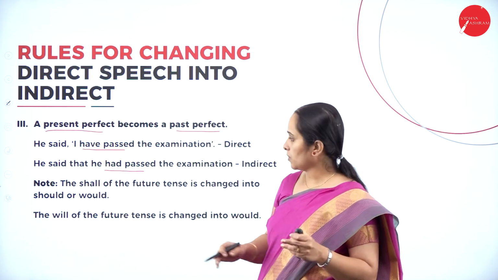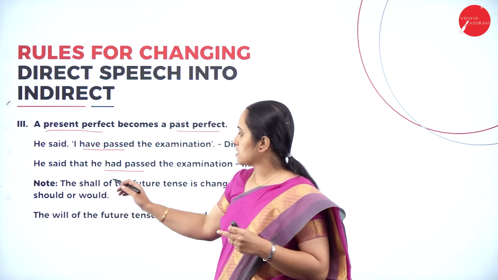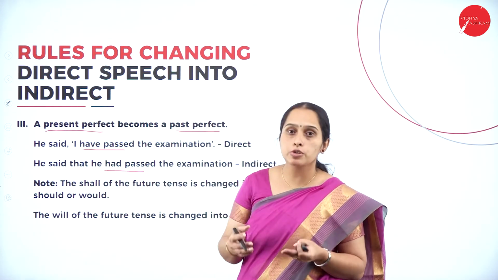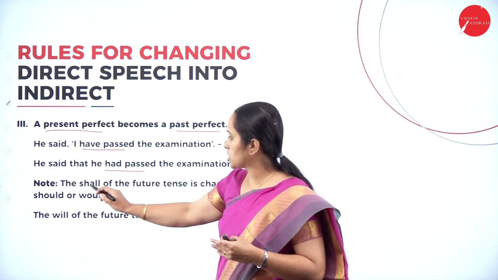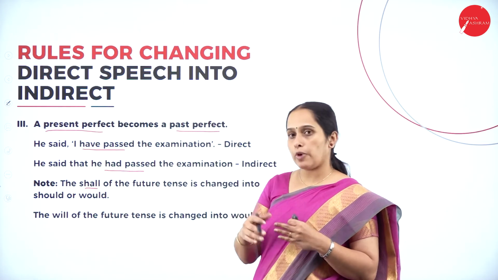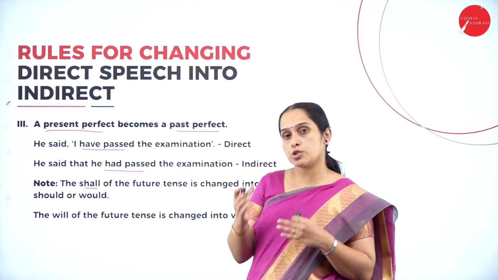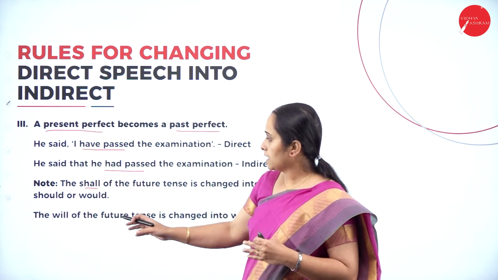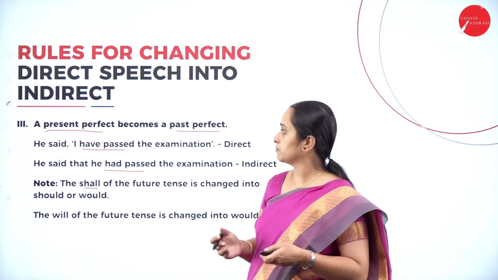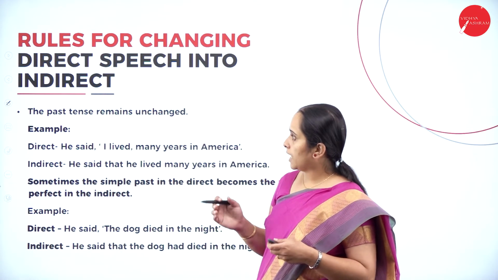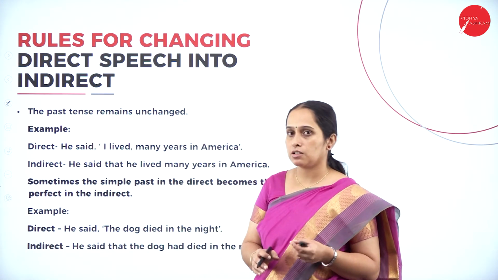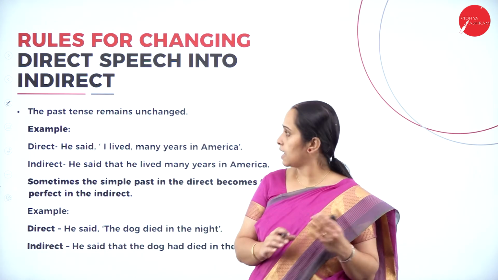Next. So you have to note this. The shall of the future tense is changed into should or would. Shall is a future tense, so it is changed into should or would. Next, the will of the future tense is changed into would. Next, the past tense remains unchanged. Got it? The past tense remains unchanged.